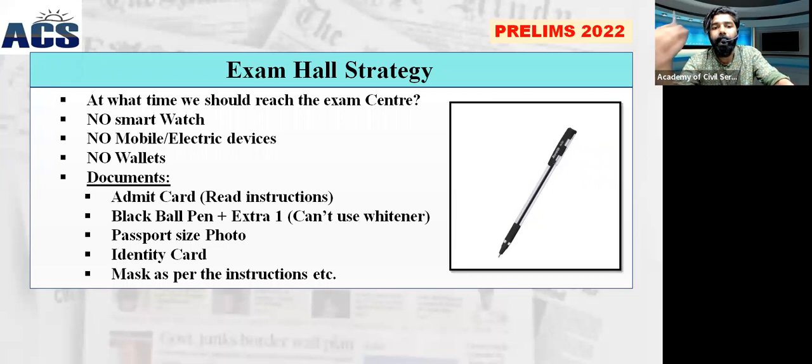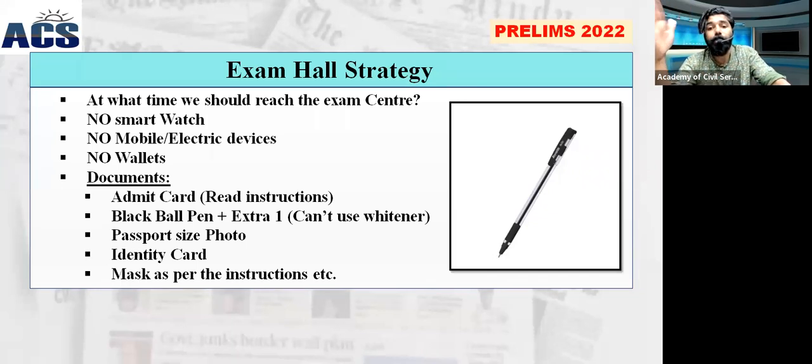You have to use the black ball pen. No blue pen, no red pen, no green pen is allowed. Only the black ball pen is allowed in the examinations for marking the OMR sheets. Only the black ball pen. That means gel pen is also not allowed. So if you are having a gel pen, avoid using it. Please, you can buy 2 black ball pens as extras. Also, you can keep them with yourself.